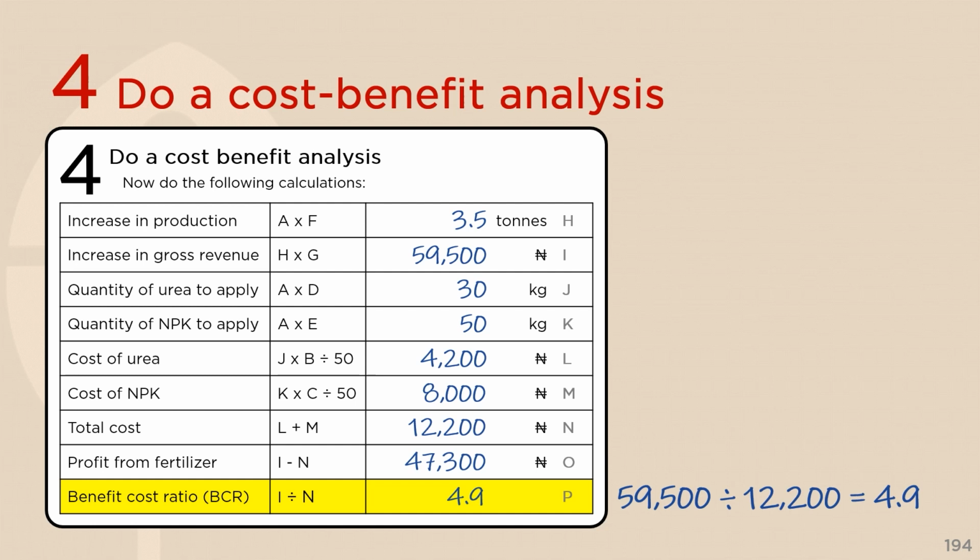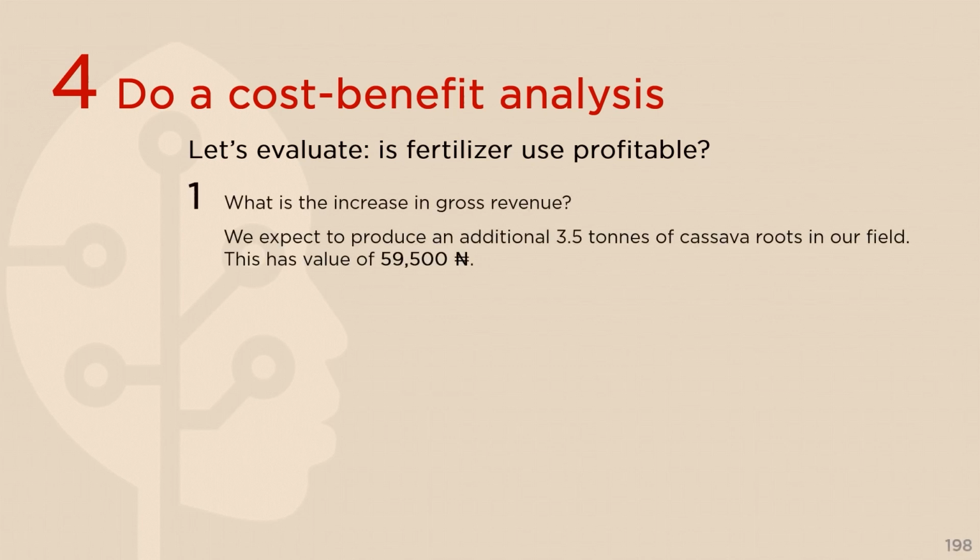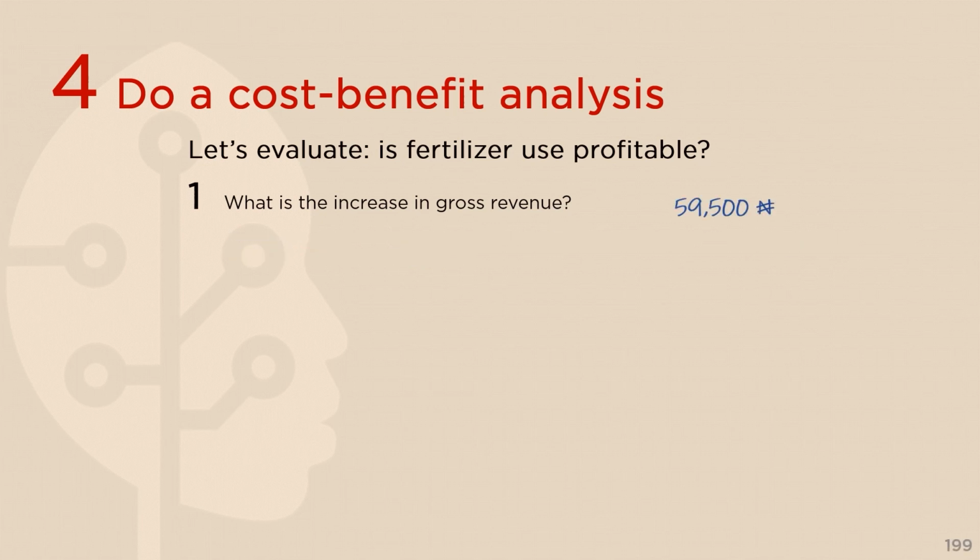The cost-benefit analysis is now complete. Let's look at the results again. Is fertilizer use profitable in our example? First, what is the expected increase in gross revenue? This is the value of the additional 3.5 tons of roots we expect to produce due to fertilizer use. This was 59,500 naira in our example. And what is the total cost of fertilizer?